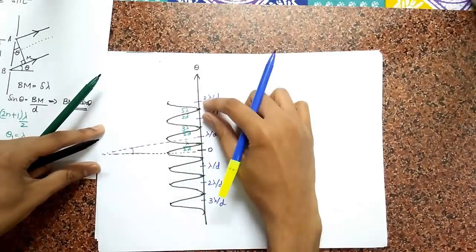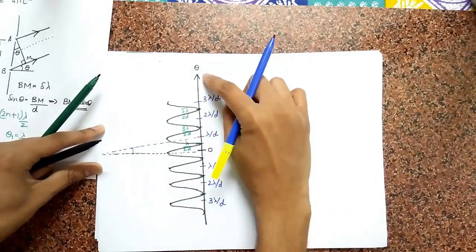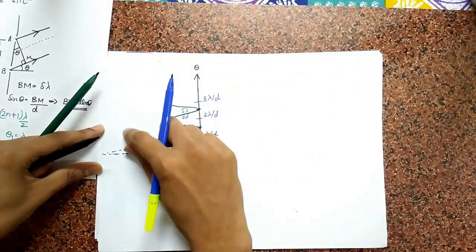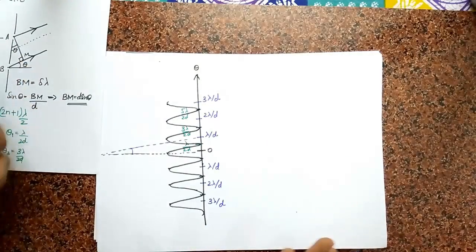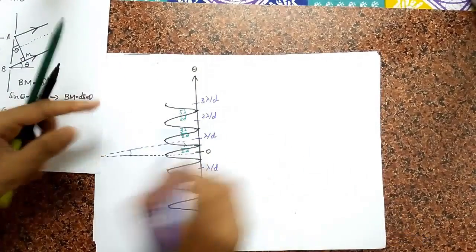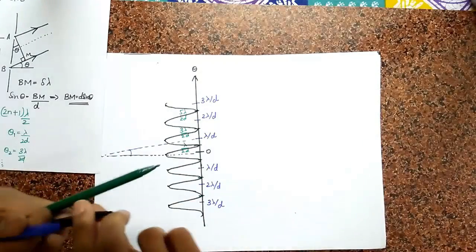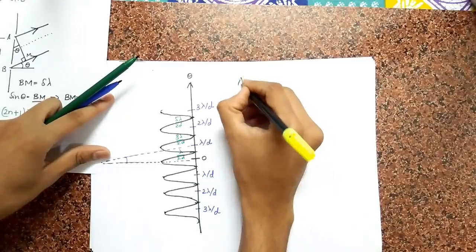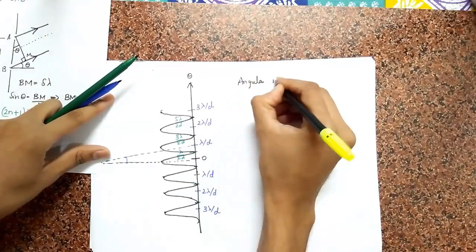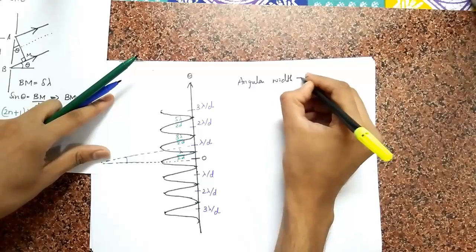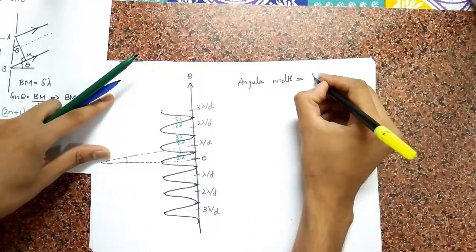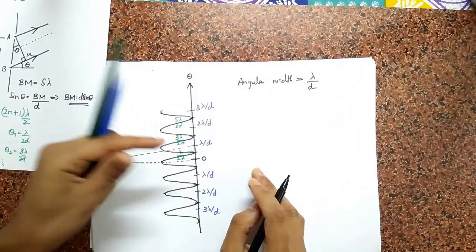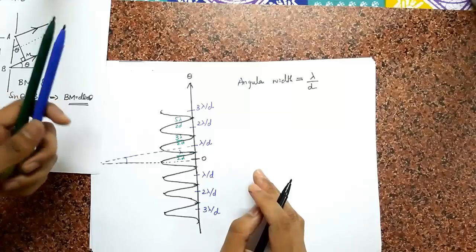Remember, these are not linear distances which I plotted over here. These are angles that I have plotted over here. So this angle which I have plotted over here is basically this angle. So I hope you understand what I'm talking about. Okay, so the angular width of each dark or bright band is going to be lambda by d. That's how big a bright band or how big a dark band would look like.